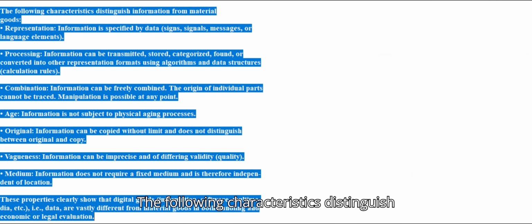The following characteristics distinguish information from material goods. Representation. Information is specified by data, signs, signals, messages, or language elements. Processing. Information can be transmitted, stored, categorized, found, or converted into other representation formats using algorithms and data structures. Calculation rules. Combination. Information can be freely combined. The origin of individual parts cannot be traced. Manipulation is possible at any point.